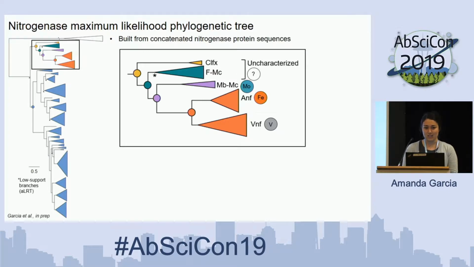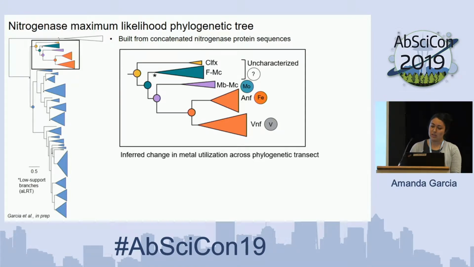But at the base of this lineage are two other clades. So there's one in yellow, one in green. These are quote-unquote uncharacterized nitrogenases, and they're called this because we don't really have any experimental evidence or any assessment of what metals these nitrogenases incorporate. And so they're a little bit of a mystery. And so along this phylogenetic transect, we might expect some kind of historical change in metal usage.